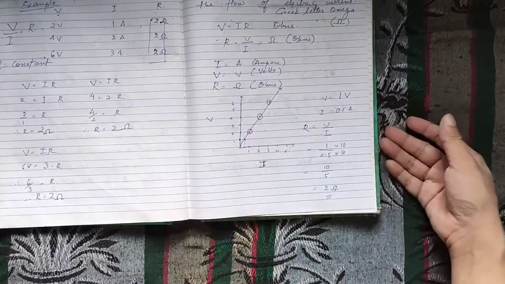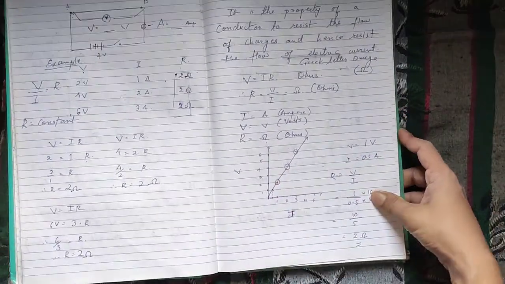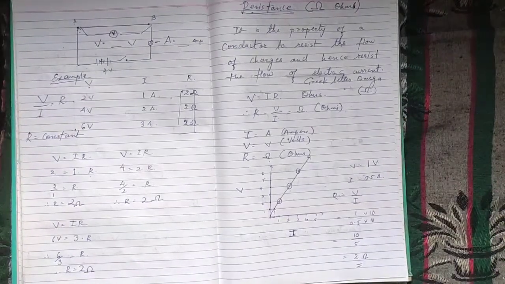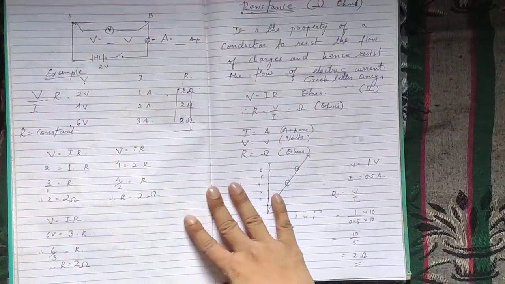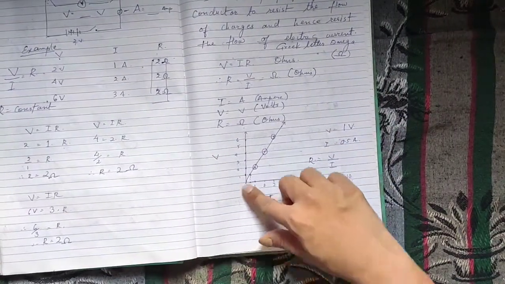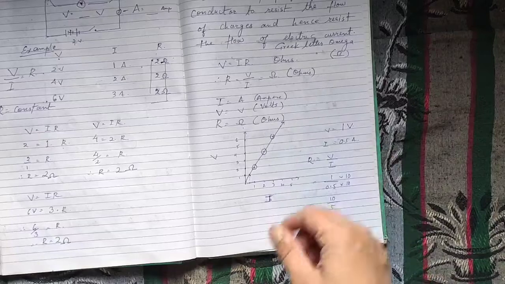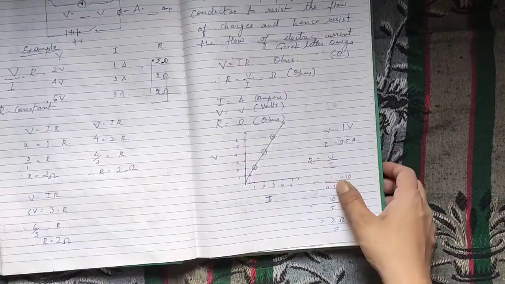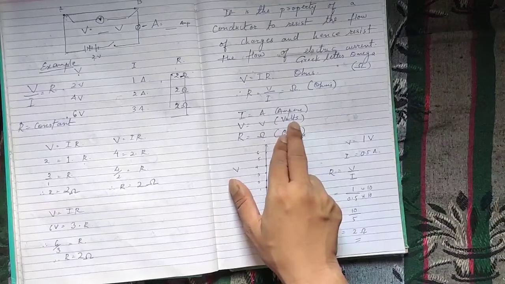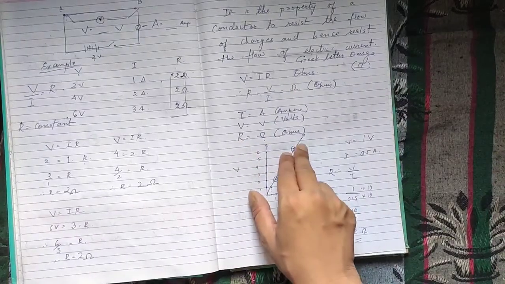By this simple example that we saw, you can pause the video and see it, or you can refer to the previous videos and understand it again. But in short, for conductors, if we apply Ohm's law, then when we plot a graph of it, it will always be a straight line. Current I is in amperes, potential difference is in volts, and resistance is in ohms.